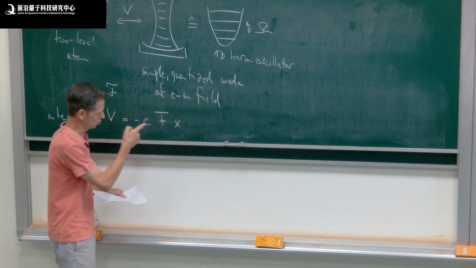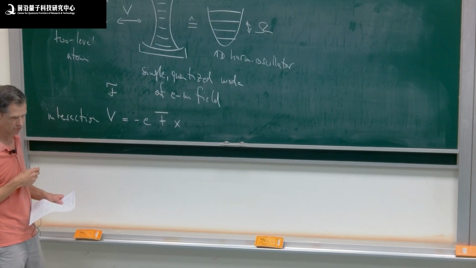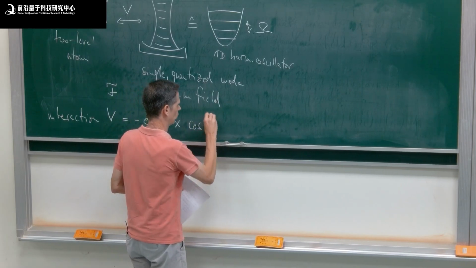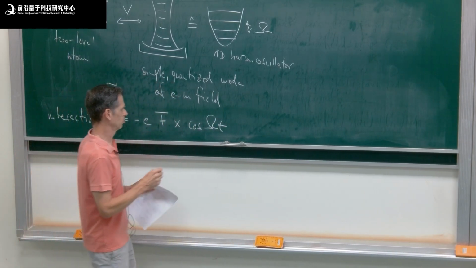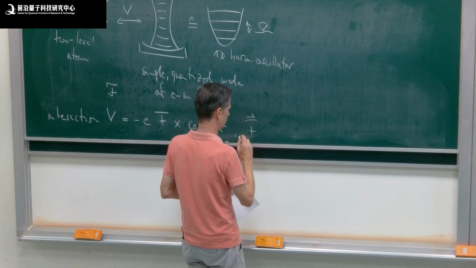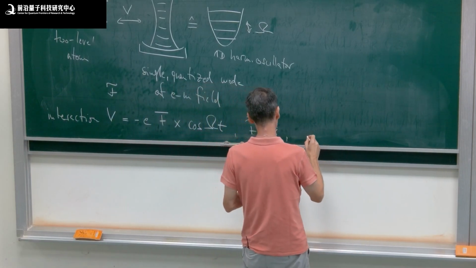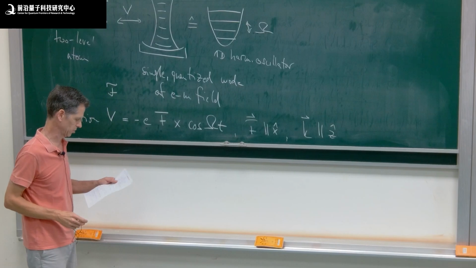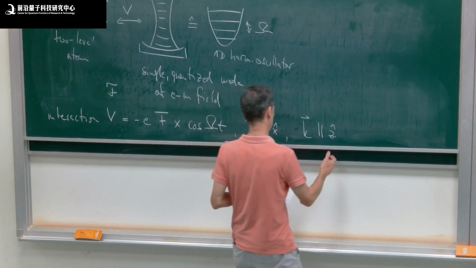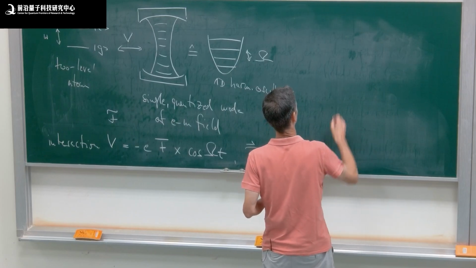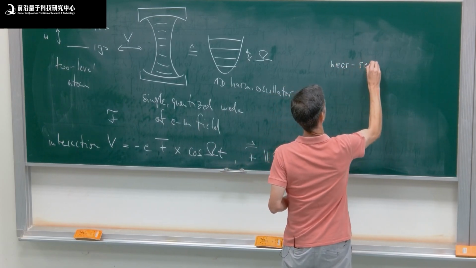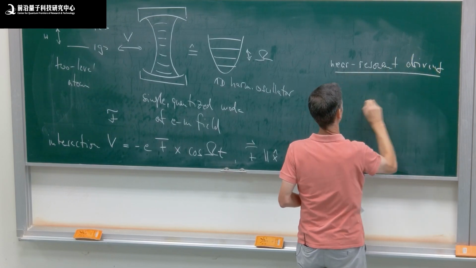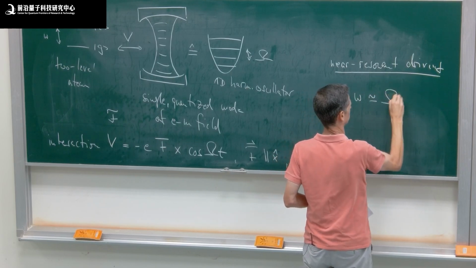And then we assume, without much loss of generality, that the field is linearly polarized along the x direction, and then you take cosine omega t as this periodic driving. So then if we take the field vector F parallel to x, and the k vector, the wave vector, along the z direction, and then we take near resonant driving, which means that we assume that omega is roughly equal to capital omega.